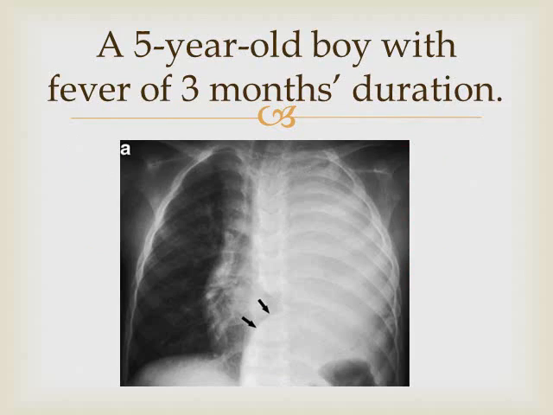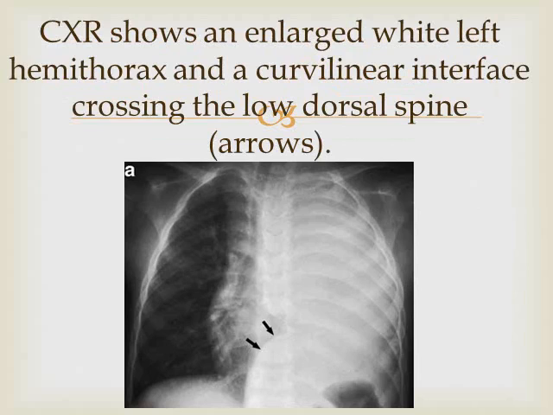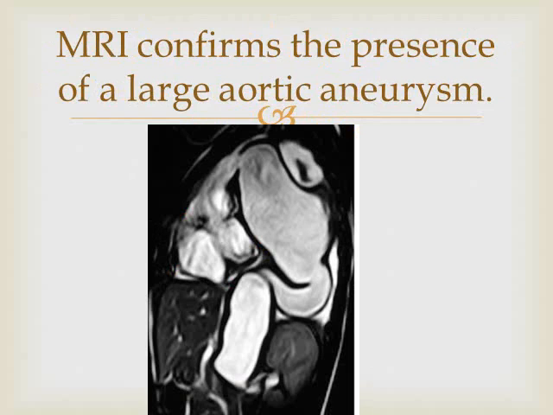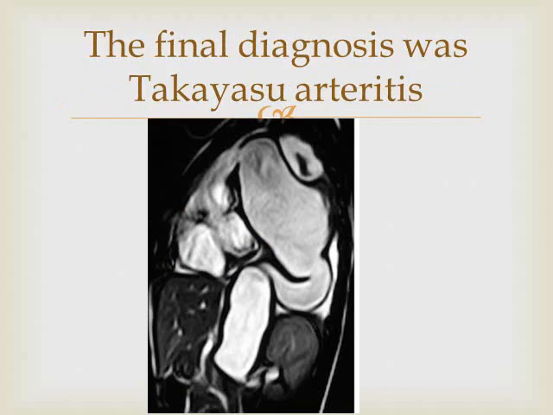A 5-year-old boy presented with fever of 3 months' duration. And chest X-ray shows an enlarged white left hemithorax and a curvilinear interface crossing the low dorsal spine. And chest ultrasound and Doppler show a small pleural effusion and a vascular lesion. MRI confirms the presence of a large aortic aneurysm. The final diagnosis was Takayasu arteritis.